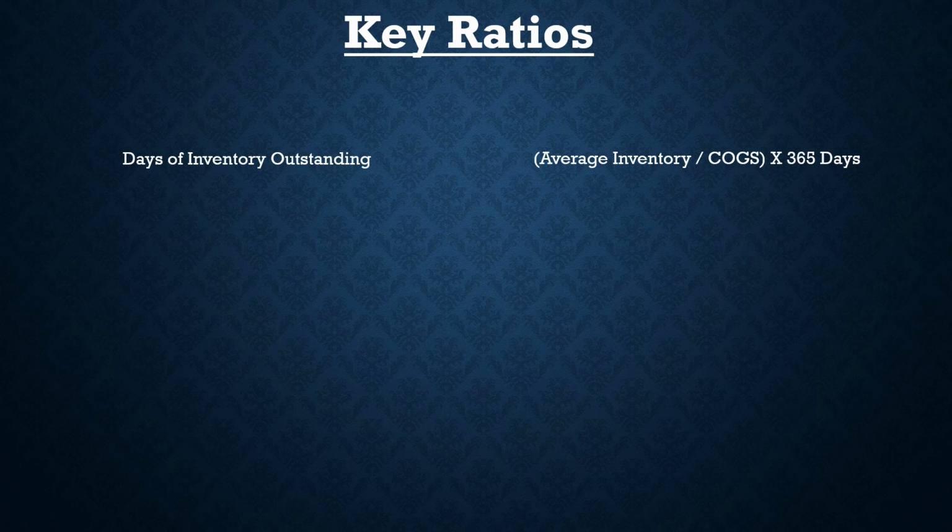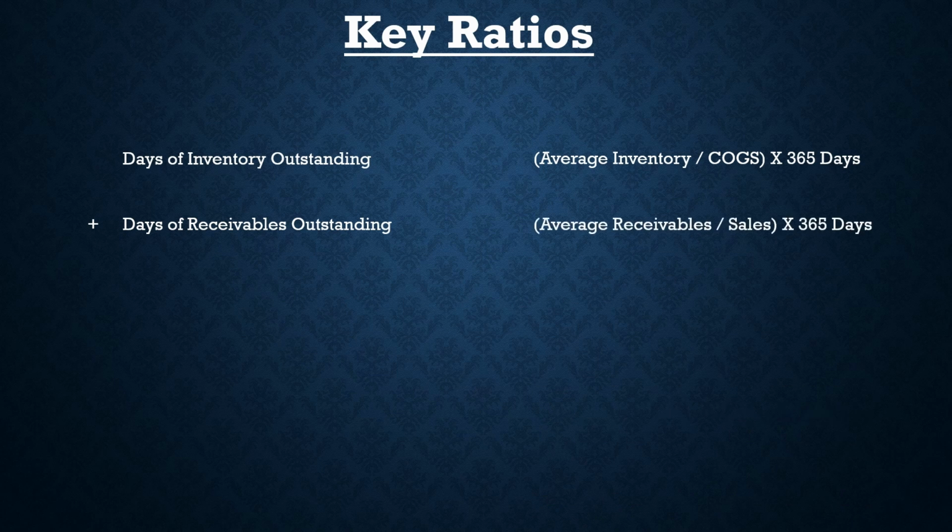Next, we look at accounts receivable. Days of receivable outstanding, in other words, the time it takes to convert the cash invested in accounts receivable back into cash, is equal to the average receivables for the period divided by the sales for the period multiplied by 365 days.